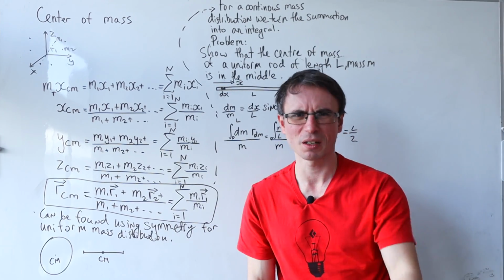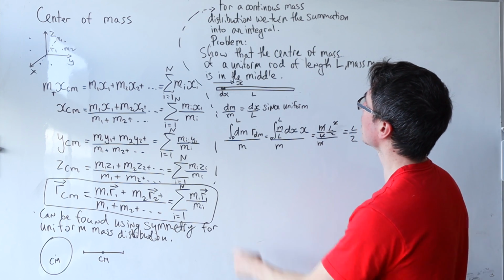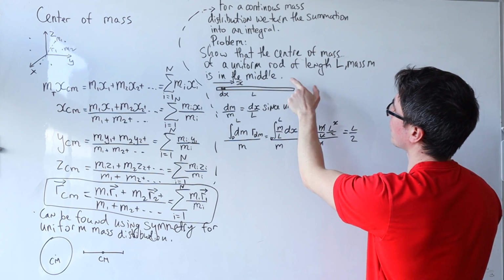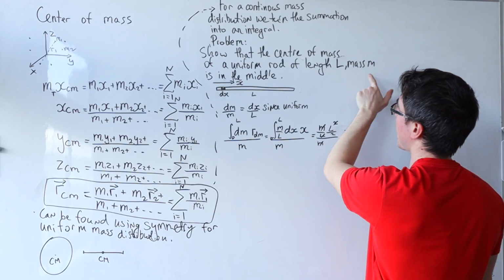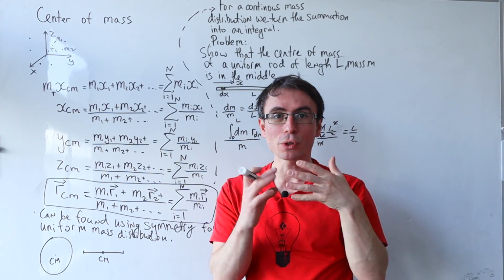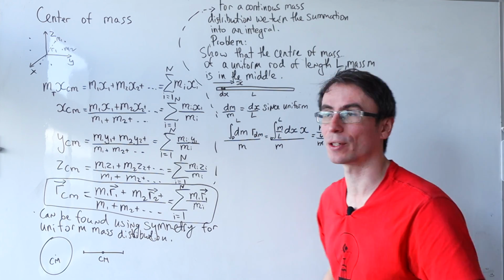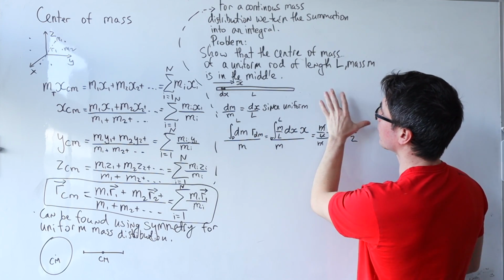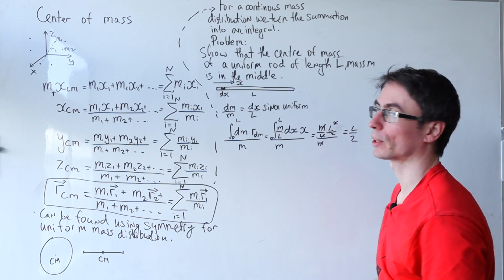Or should it? Well, let's have a look at a little problem. So show that the center of mass of a uniform rod of length L and mass m is right in the middle. Typically, we would solve these problems with integration. As long as it's a continuous mass distribution, we can totally assume this.